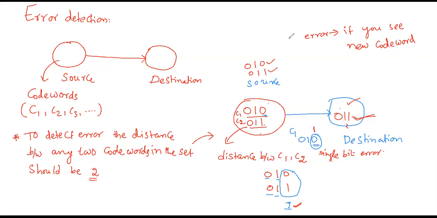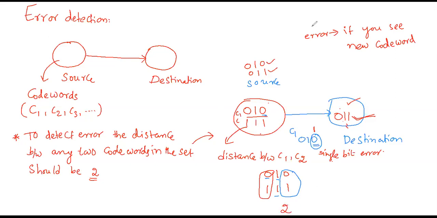Now, for example, if we have distance 2, okay. Distance is 2: 1 and 0 are differing, 1 and 1 are the same, 0 and 1 are differing. So the distance between C1 and C2 is 2.